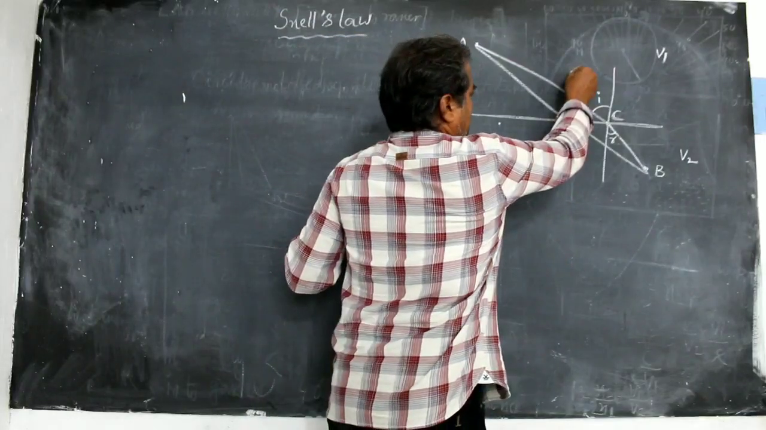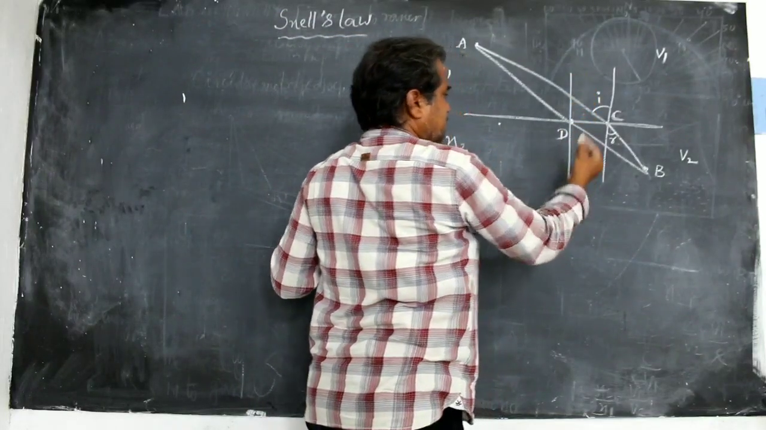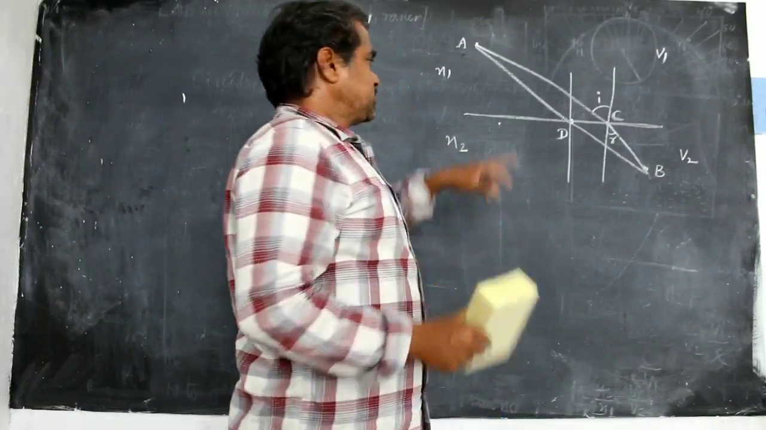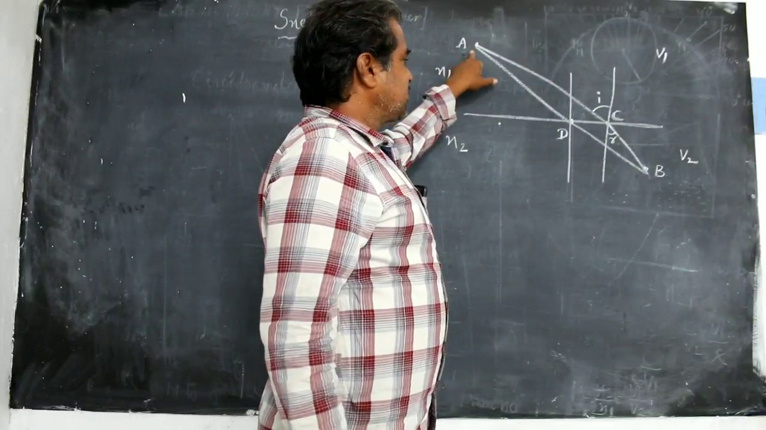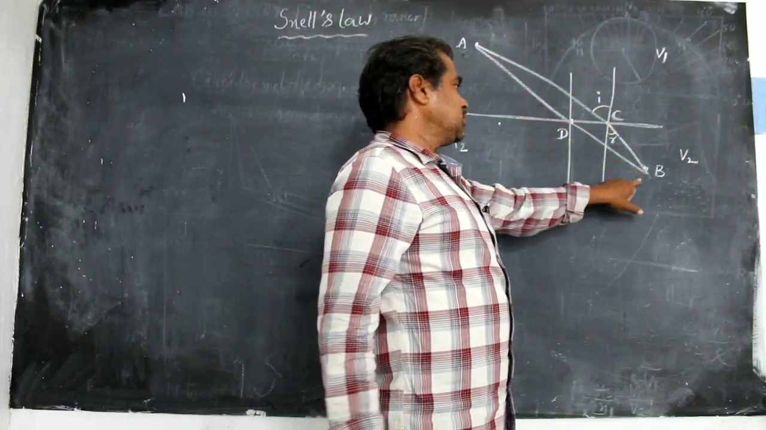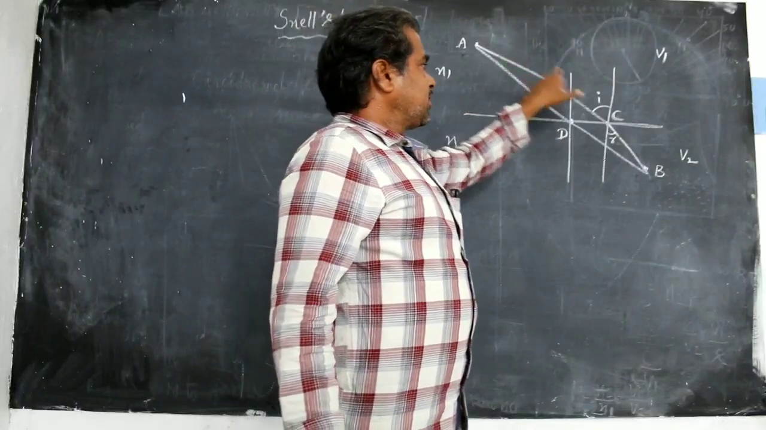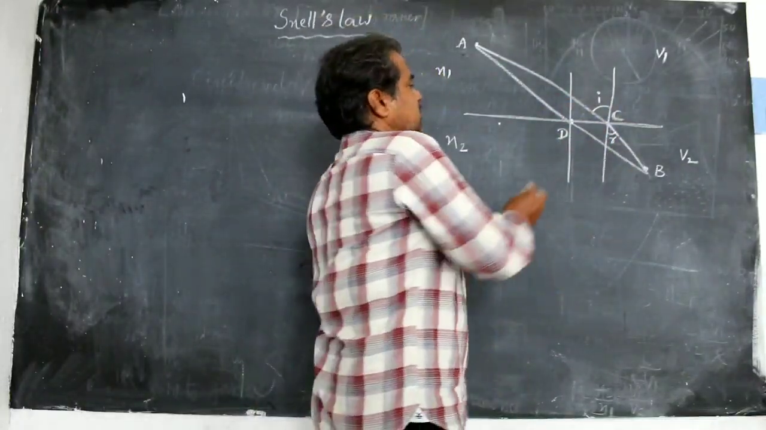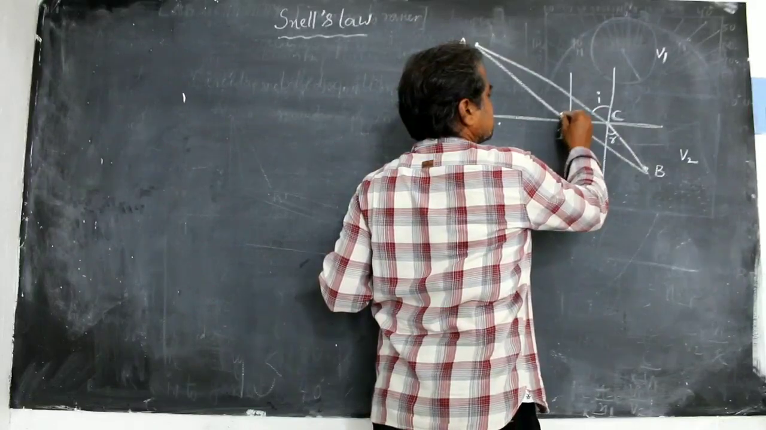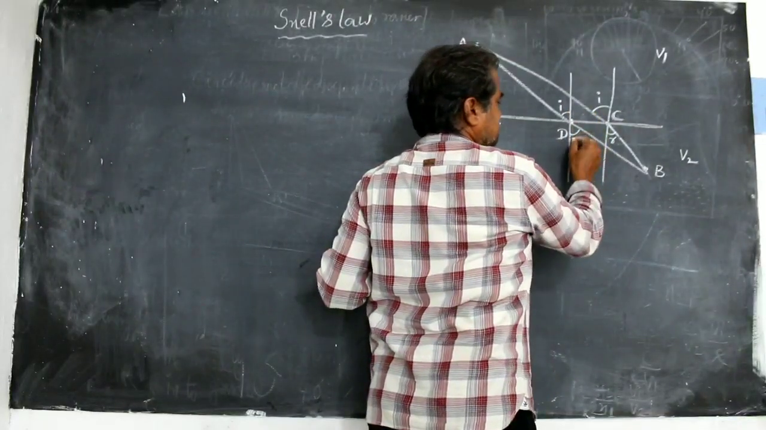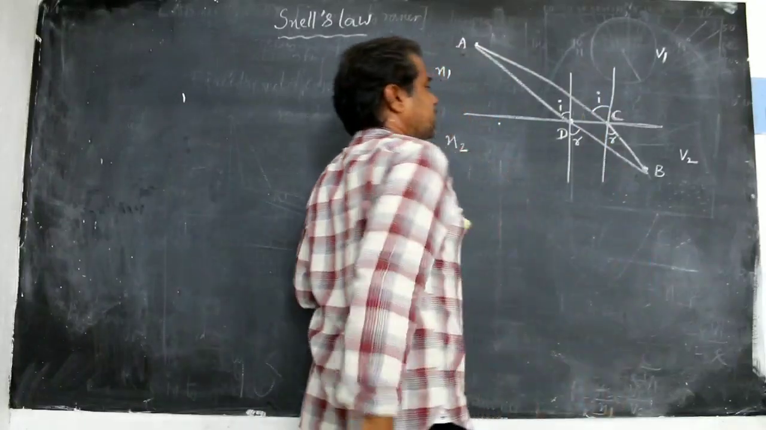Again, draw one normal at point B. Here also we get two angles. We have already assumed that traveling through the ADB path takes the same time as traveling through ACB. So here also the angle of incidence is I, and the angle of refraction is R.